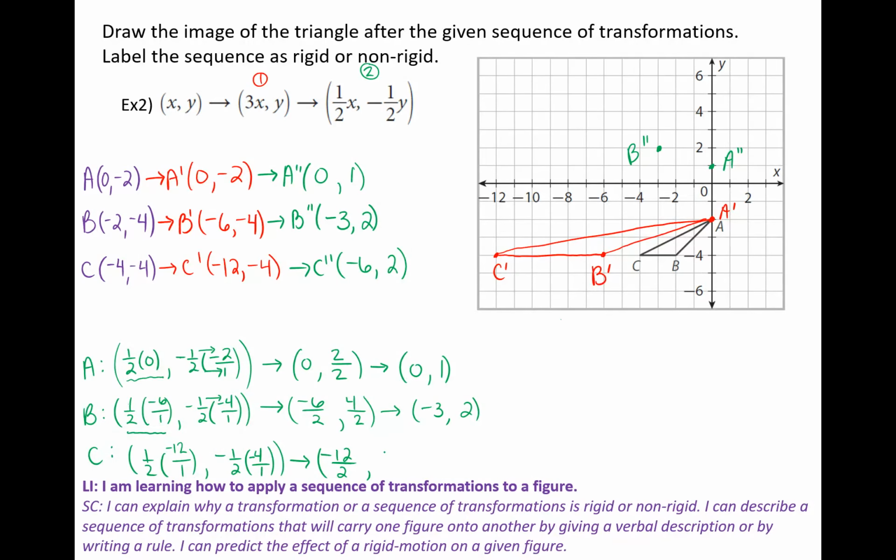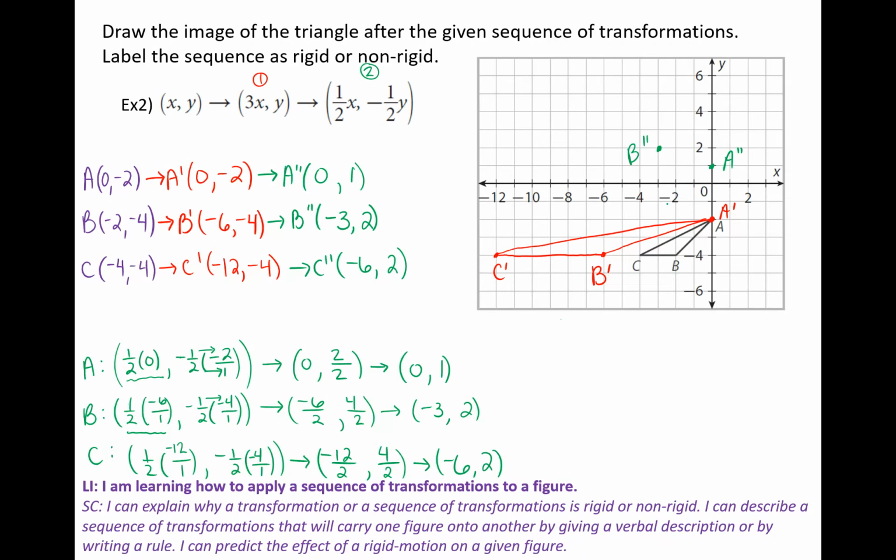Negative times a negative there makes a positive 4. And then 2 times 1 is 2. If I simplify that, I get negative 12 divided by 2 is negative 6. 4 divided by 2 is 2. So again, matching it up, making sure we understand the steps there.